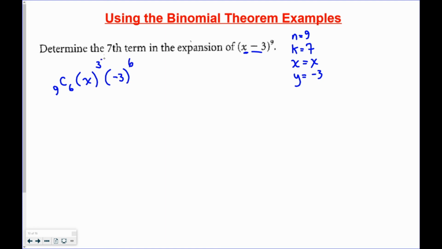Pro tip, this plus this should always equal that, or you're doing something wrong. Okay, expand it all out. Let's see, I think I get 84. So 9C6 is 84, x to the 3. And then when you go -3 to the power of 6, you get 729. So multiply it all together, you get 61,236 x to the power of 3.